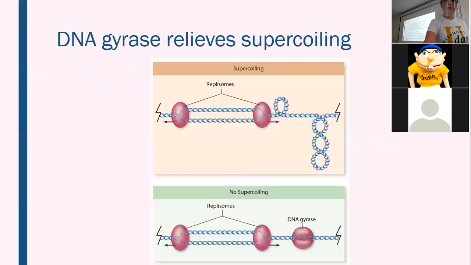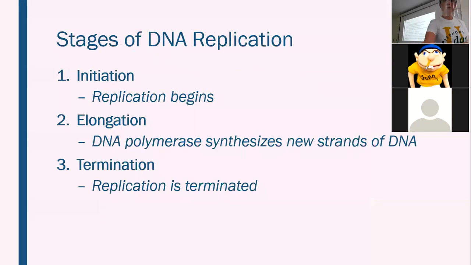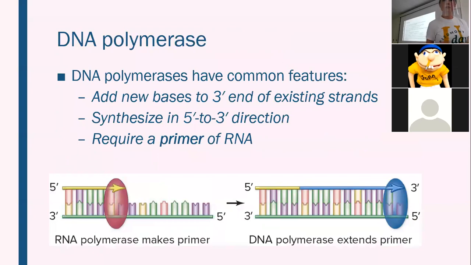All right. What are some things that DNA polymerases have in common? They add new bases to the 3' end of existing strands and synthesize in the 5' to 3' direction. Requires a primer of RNA. Yeah. So they can add bases to the 3' end, which means they can synthesize DNA from 5' to 3', right? But they need a primer. We've got to have a place for them to start. They can't start on their own.